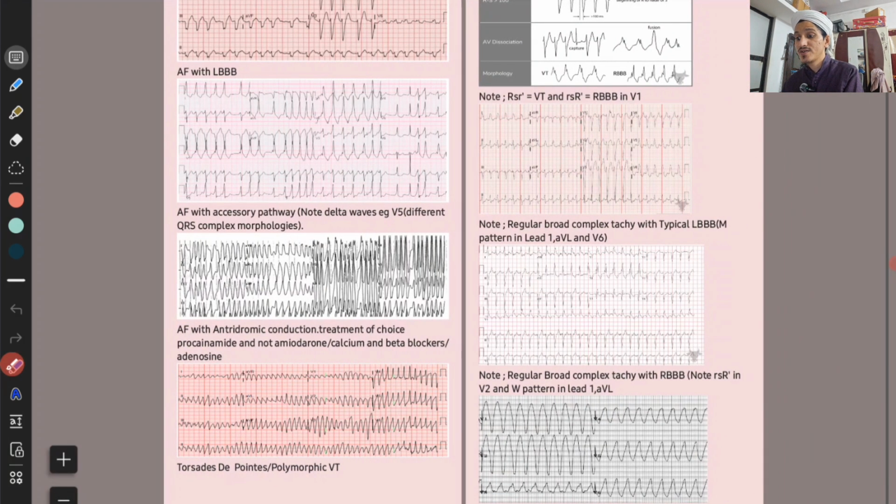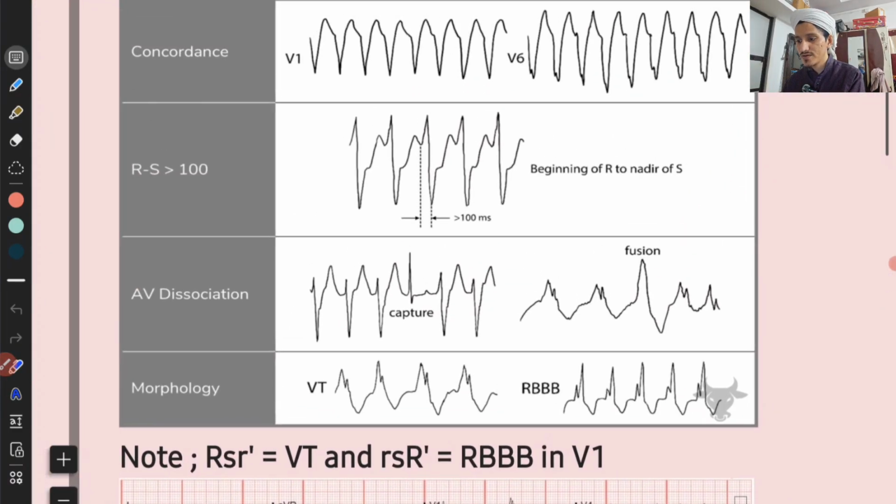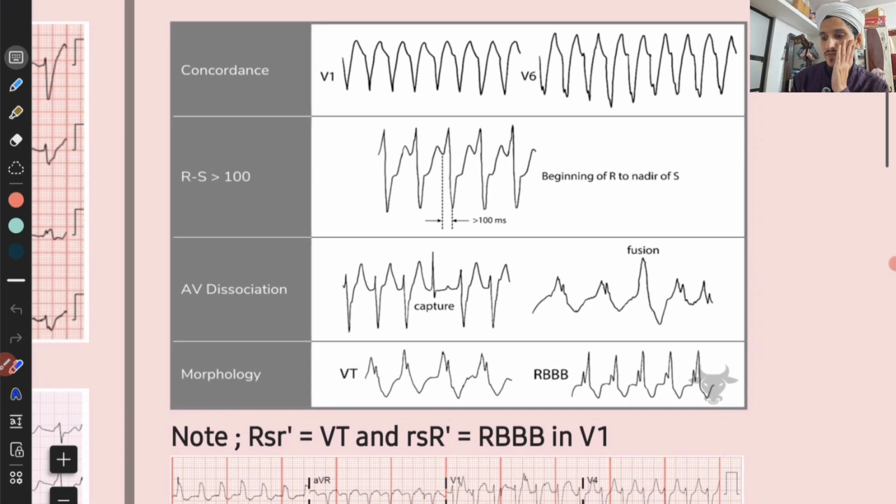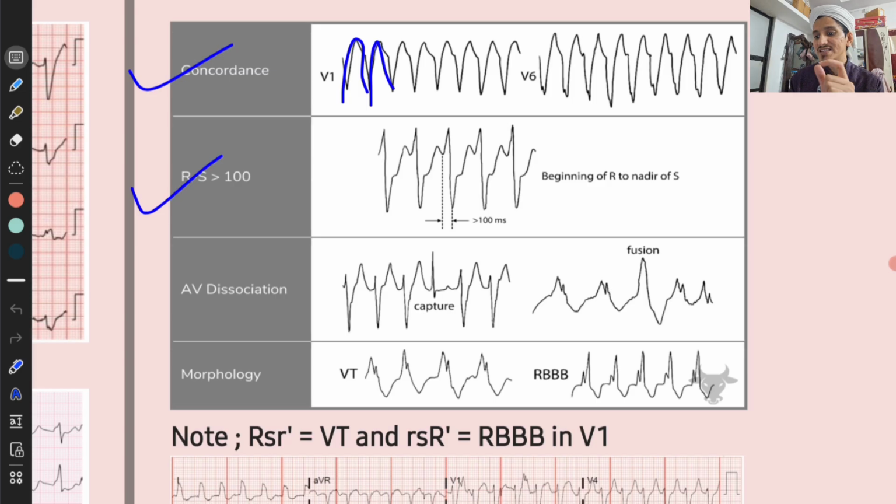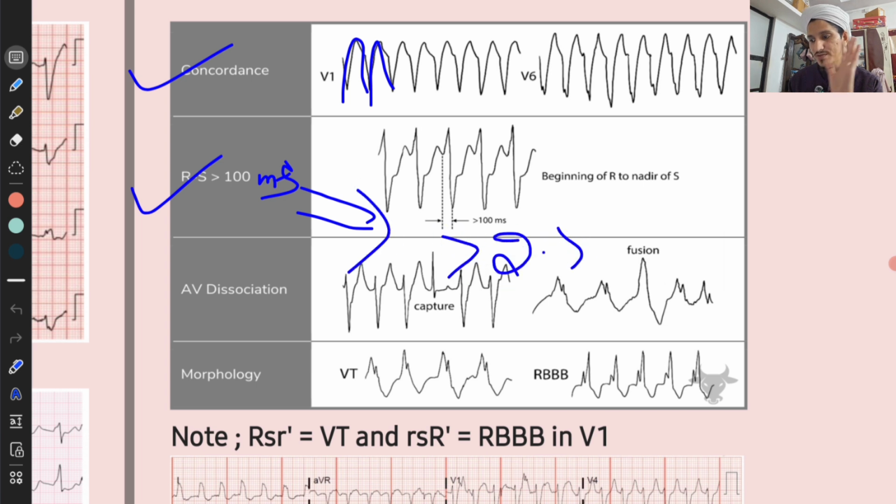This is one important diagram to show you for ventricular tachycardia. If there is concordance, that means from V1 to V6, all the QRS complexes are either positive or negative in this wide complex tachycardia. So that is a favorable feature for VT. The R to S distance is more than 100 milliseconds, and 100 milliseconds actually means more than 2.5 small squares. Remember this one.